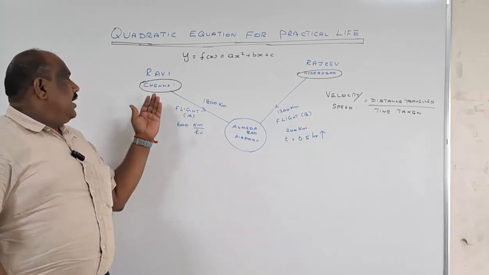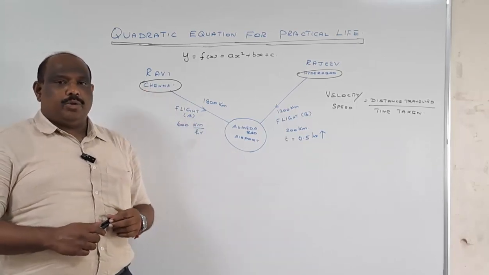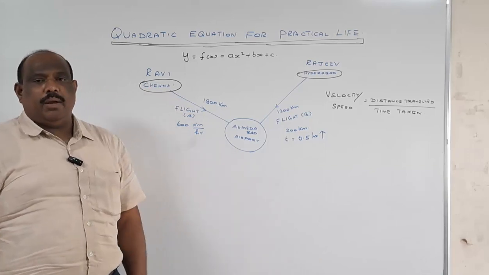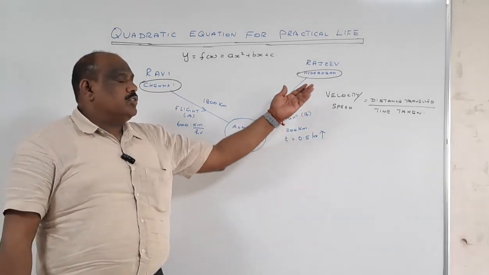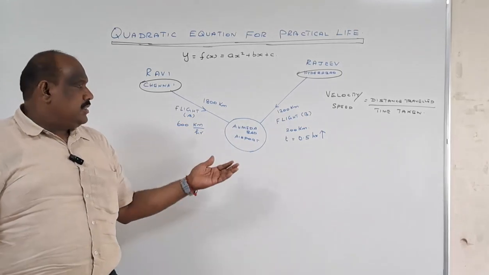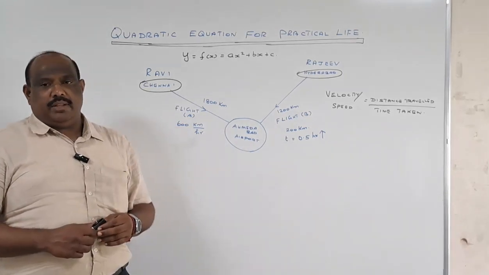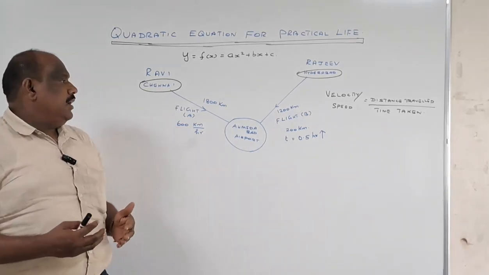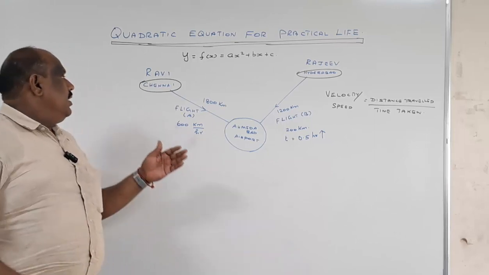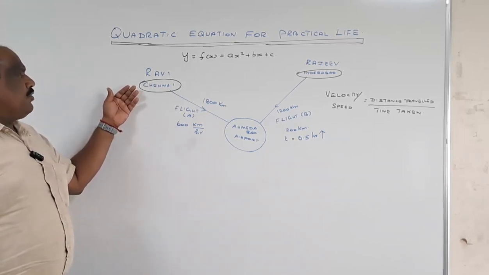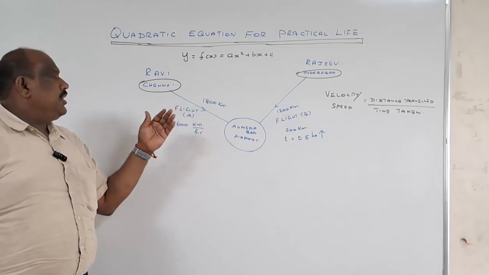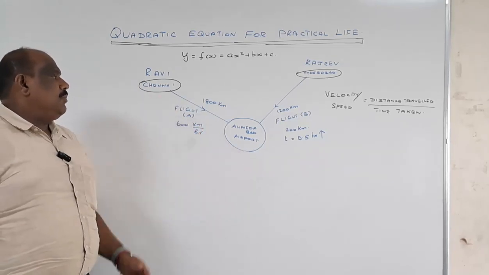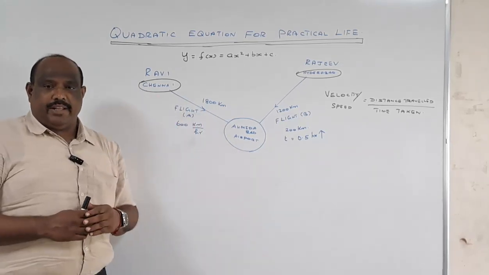Ravi is trying to travel to Gujarat, namely Ahmedabad airport. Similarly, Raju is also starting from Hyderabad and is about to reach Ahmedabad. Now the condition is that when Ravi is starting from Chennai, the approximate distance between Chennai and Ahmedabad airport is 1800 kilometers.